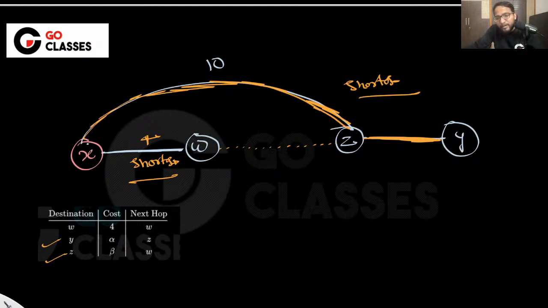See, this cannot be more than 6 either. If this is more than 6, then what will happen? You will not be choosing this path, right? You will be choosing this path to go to Z. But they are saying that you should choose this path. For Z, they are saying choose this path. For Y, they are saying choose this path, right? For Z, they are saying this is shortest. For Y, they are saying this is shortest.